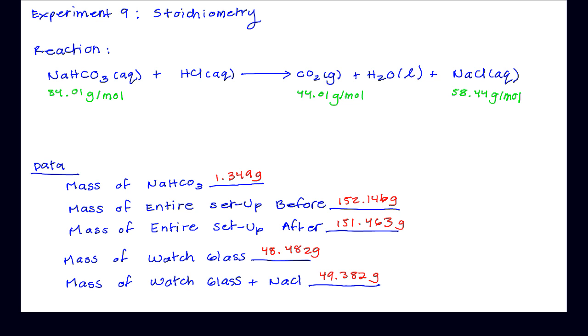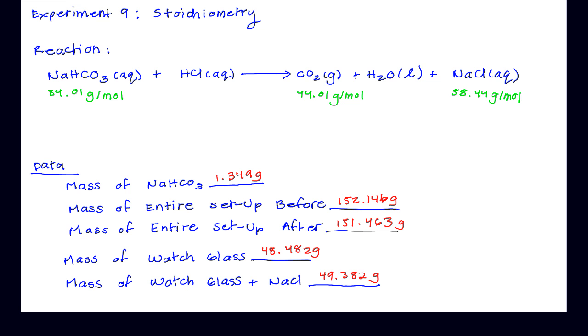So figuring out if this is an efficient reaction, based on the amount of starting material we put in, did we get the maximum amount of products out? Let's look at your data that you collected. We have the mass of sodium bicarbonate that we started with, so this is important for when we're calculating the theoretical yield.